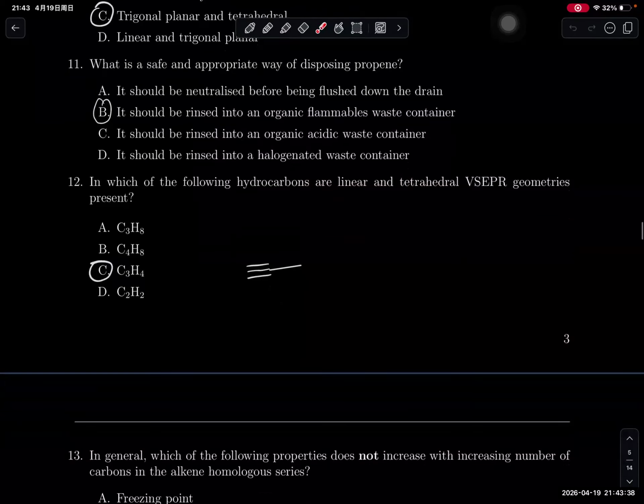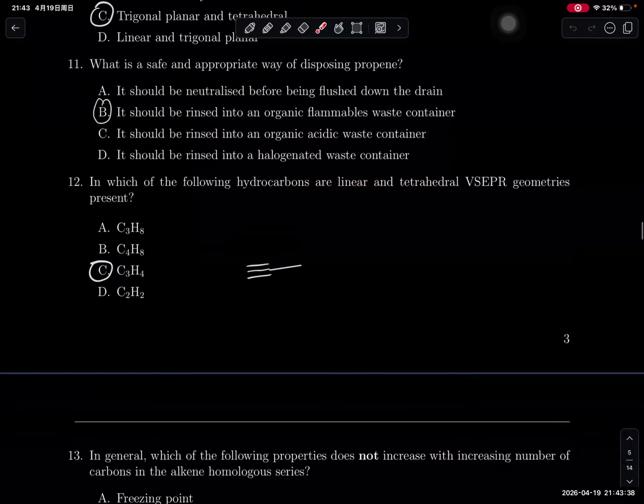So question 12, which of the following hydrocarbons are linear and tetrahedral with VSEPR geometry? So C3H4 satisfies an alkyne, which is linear here, and tetrahedral here for this carbon. Okay.